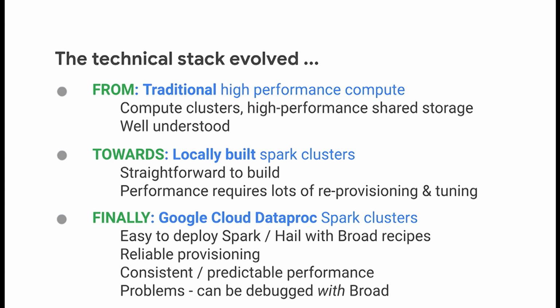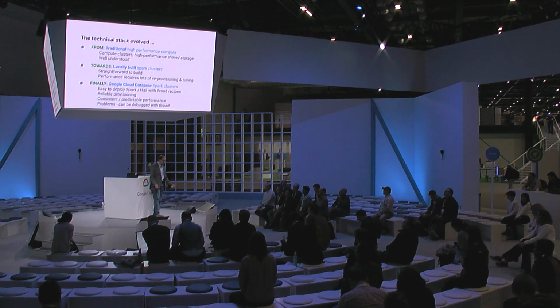Why? Because it's easy to deploy. We have Broad recipes that spin these things up in minutes. The provisioning is reliable. If it came up yesterday, it'll come up today. And the performance, this is critical, is predictable. If it took an hour yesterday at $100 an hour, it'll do the same thing today. And we're not getting buffeted by other users competing for these resources. And finally, when we hit problems, and certainly we hit problems, they can be debugged with Broad. That's quite important, because they've hit the problems before. We write to them, they tell us, try this obscure parameter, and lo and behold, it works.